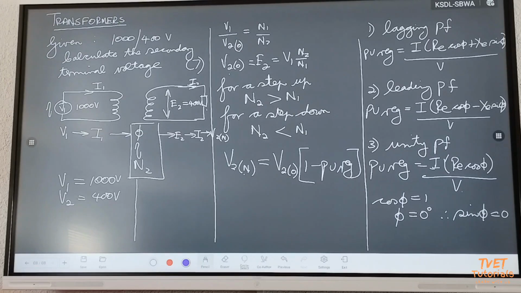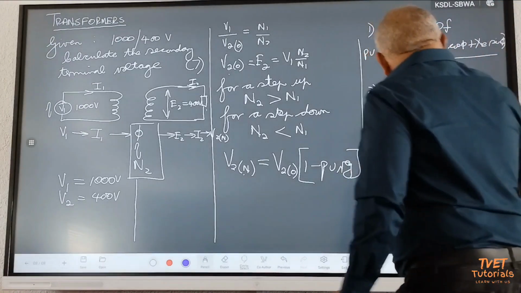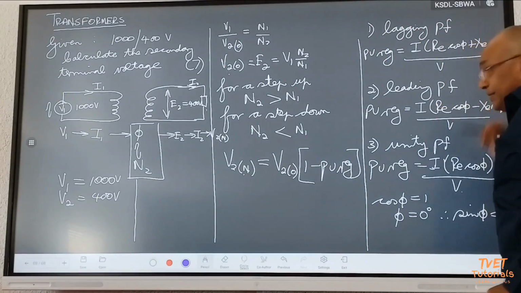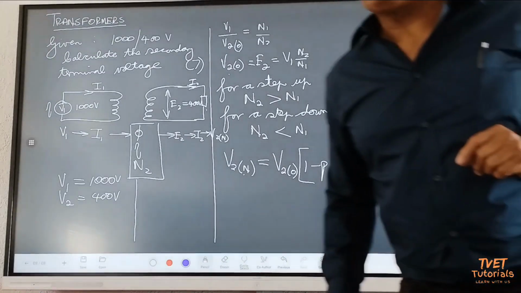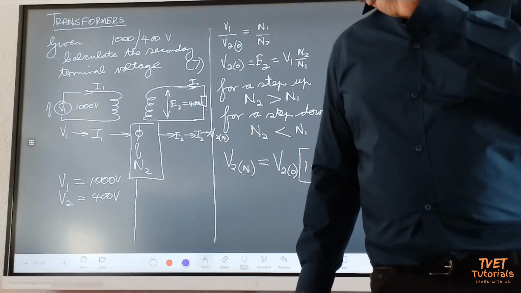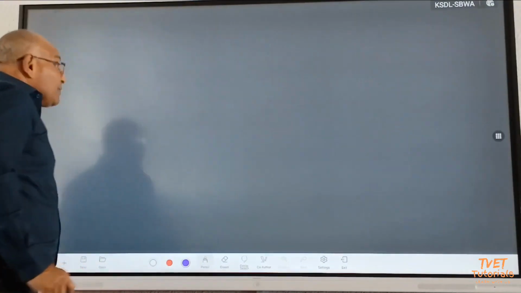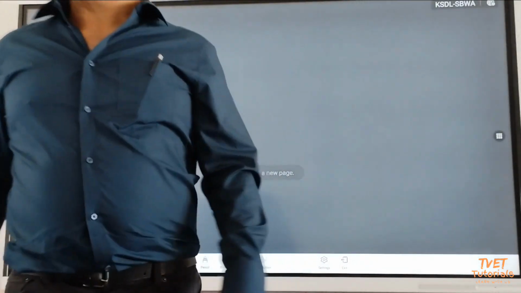Does it make sense? Now the question becomes, can you see that this formula here has RE? Yes. RE, XE. It doesn't have R1 and R2. Why? The equivalent resistance after you refer to the primary. But why do we refer?